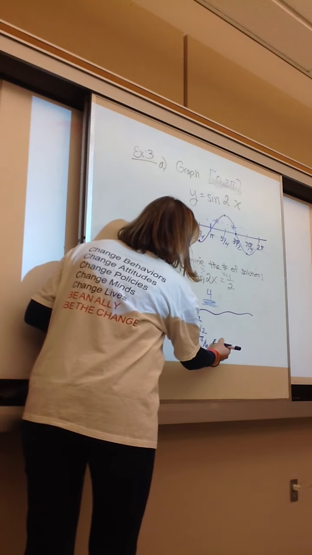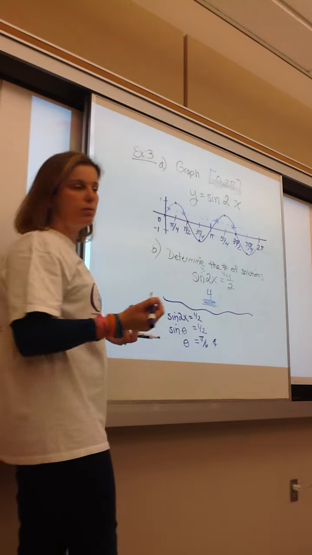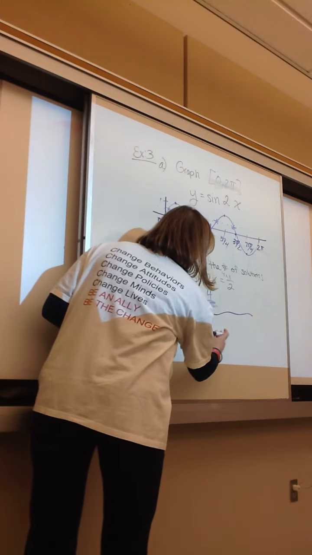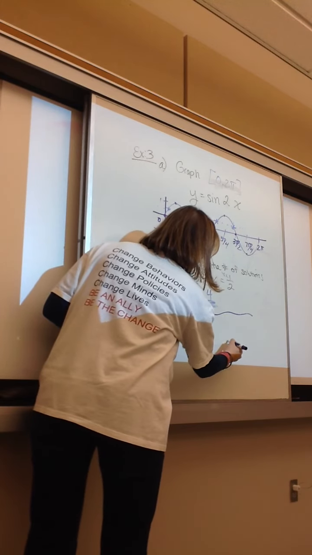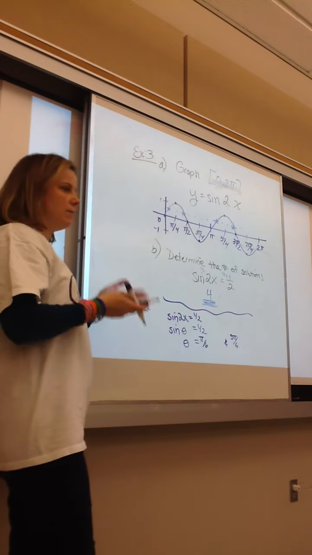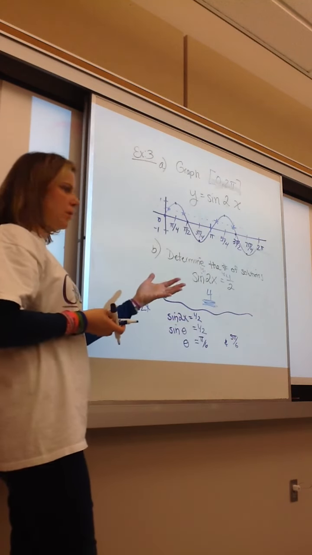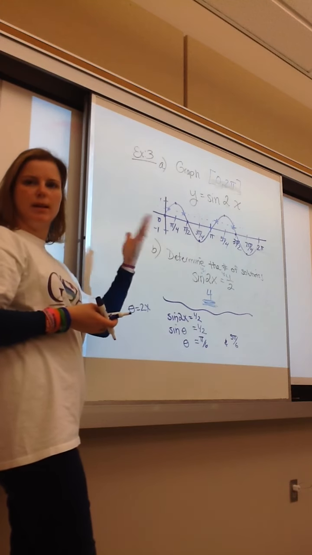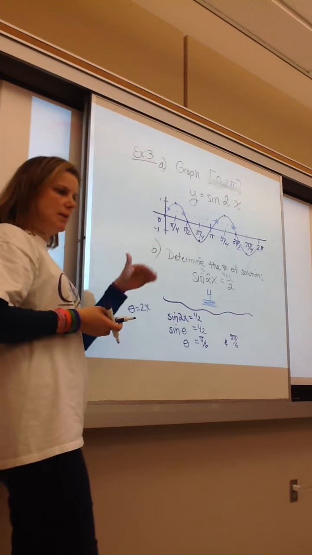Pi over 6 and 5 pi over 6. We'll go radians. 5 pi over 6, okay? Actually, I'm going to leave some space. Now, I said between pi over 6 and 5 pi over 6, but let's go ahead and put in the 2 pi n for our coterminal angles. Does that make sense? Because we don't know how many times around we're going to go.